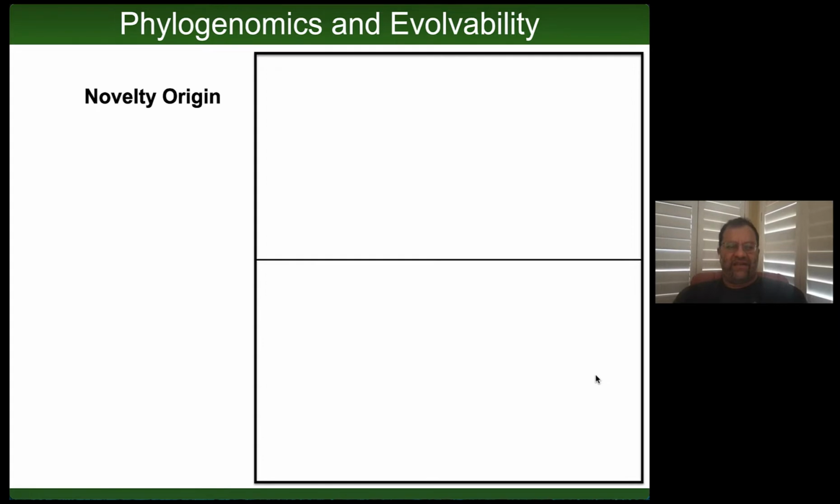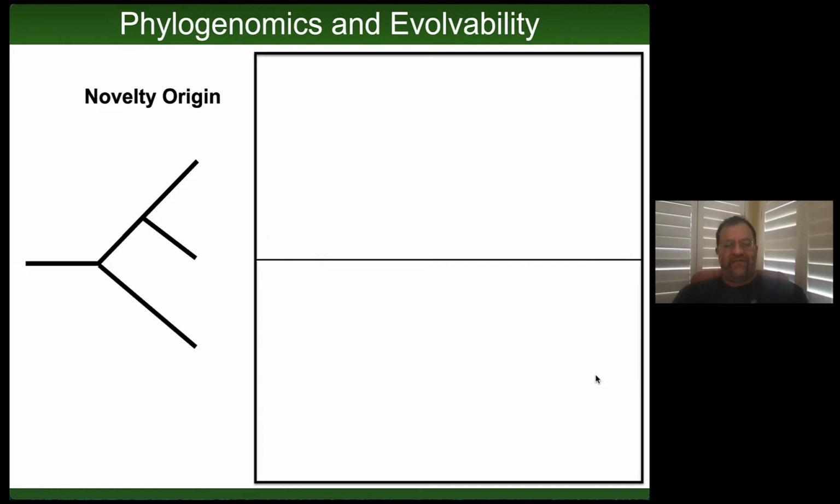So basically, in terms of evolvability, what I'm really interested in is where does novelty come from? Where do new functions, new processes, and other new features come from? And in the simplest sense, you can build an evolutionary tree of organisms and ask, where along this evolutionary tree do these new processes originate?